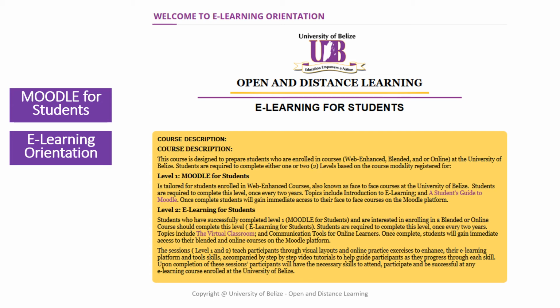The e-learning for students, which is Level 2, is to be completed by all students taking an online or a blended course. What will these 2 levels do? These 2 levels will then guide you step by step, enabling you to gain practice in order for you to understand how to use Moodle and how to use the virtual classroom, preparing you for your courses.